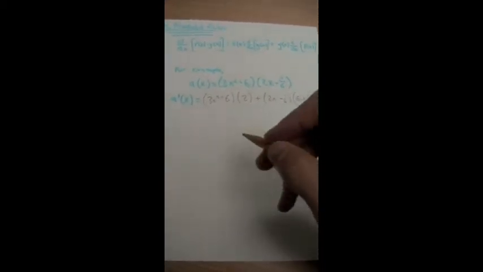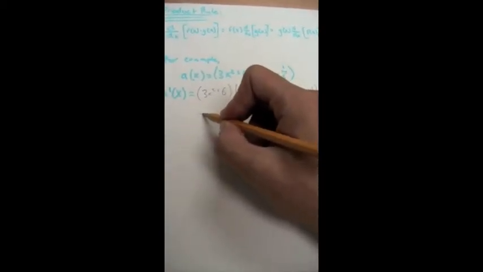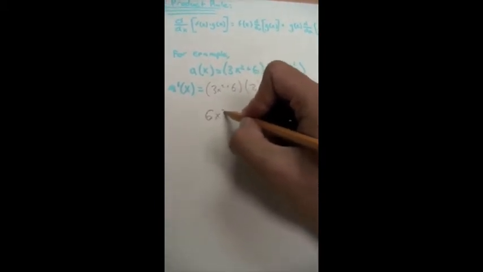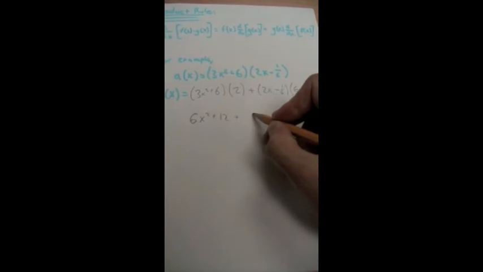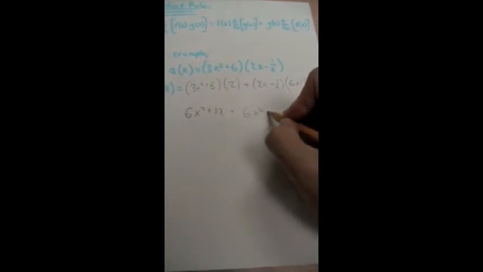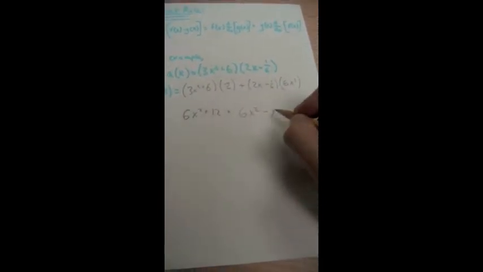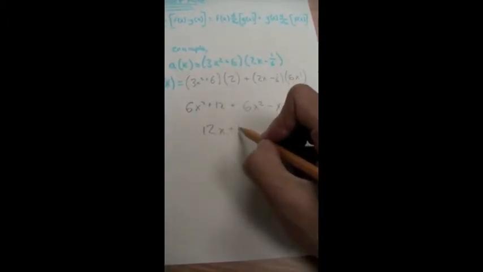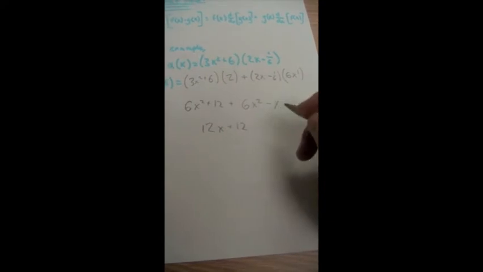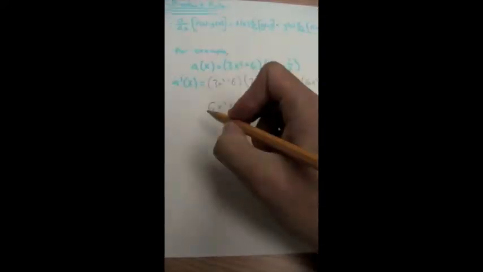If we multiply out, we have 6x squared plus 12 plus 6x squared minus x. So we have 12x plus 12 minus x.